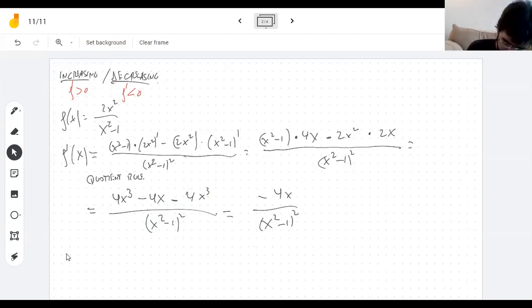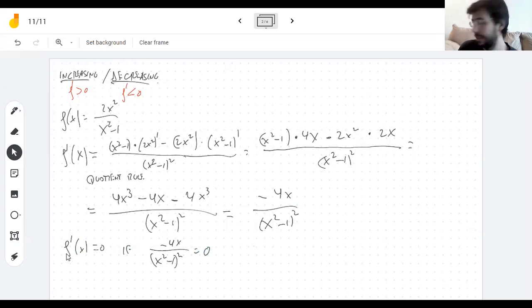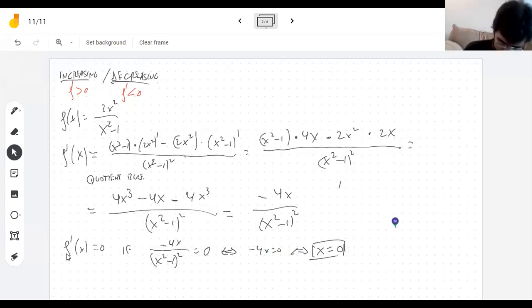So where is this function positive? Where is this function zero? Negative 4x over the denominator. It's zero if the denominator is not zero. If the denominator is zero, it's not defined. That just happens at plus minus one, where I'm not looking either way. And the numerator is zero, so negative 4x has to be zero, which means x has to be zero. So x equals zero is the only critical point. And where is this derivative positive?